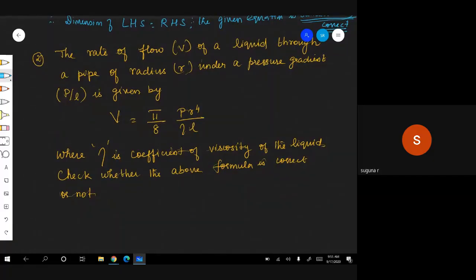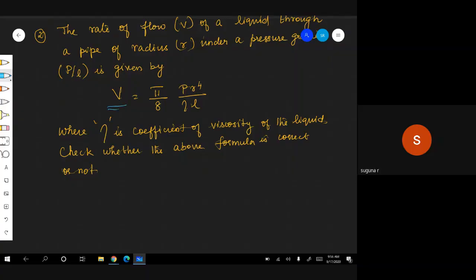See, rate of flow. What do you mean by rate of flow? Can you say what you mean by rate of flow? Any idea? Rate of flow is with respect to time. Flow per second. Rate of flow means the volume of the liquid. Actually, what is V here? It is the volume of the liquid flowing per second. First, you have to understand this, otherwise you cannot check it properly because of the dimension.